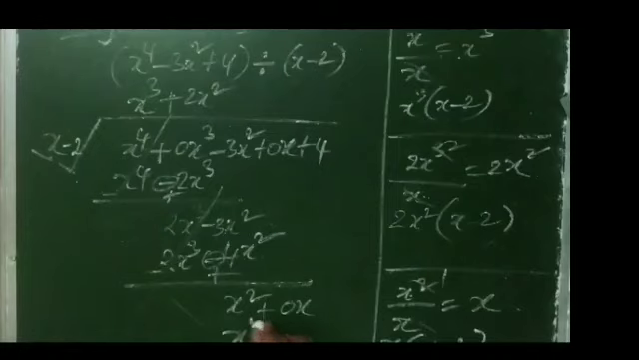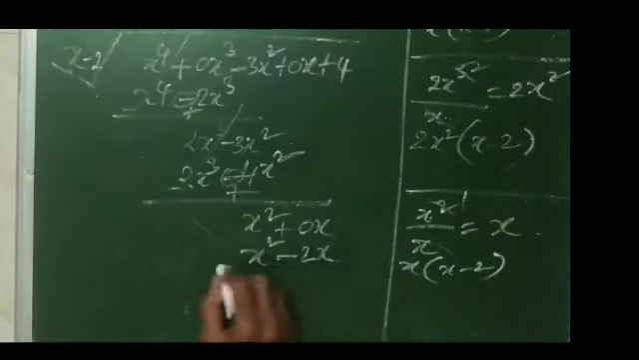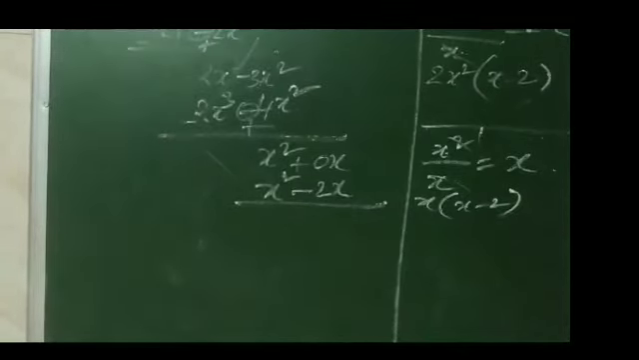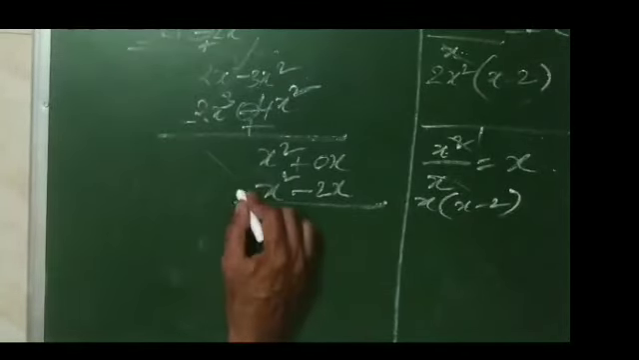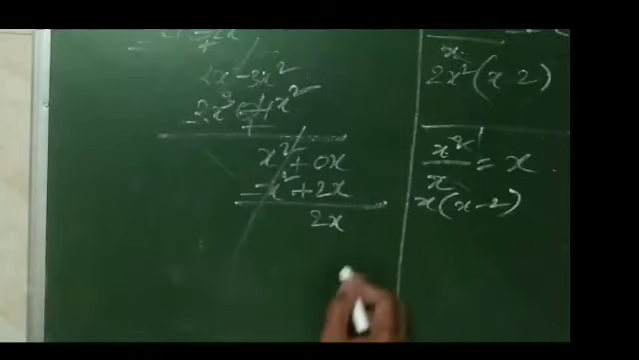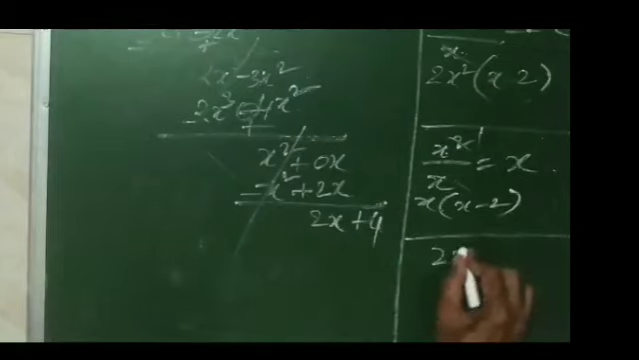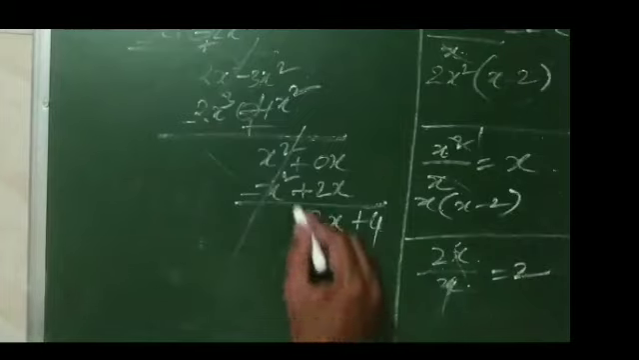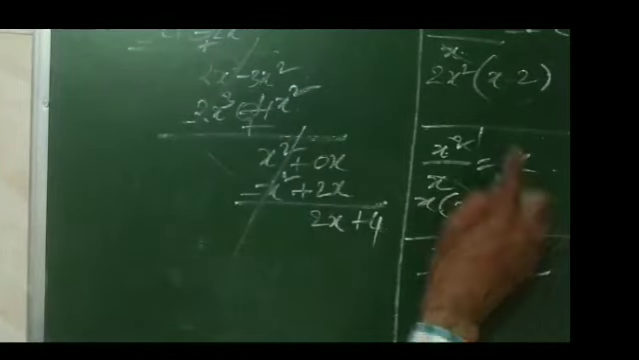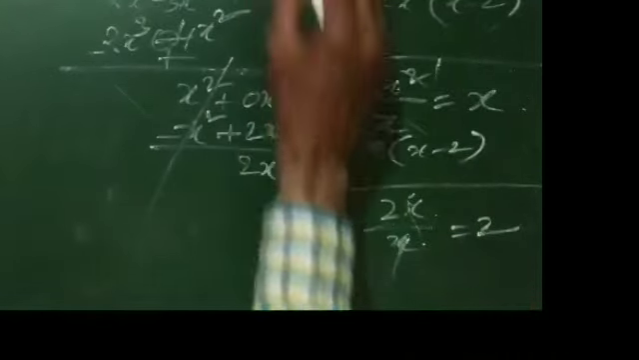Now multiply x into x minus 2. You get x square minus 2x. Now subtract, multiplication after subtraction. You get, cancel x square, and minus 2x becomes, after the sign change, plus 2x. 2x plus 4. So again division, 2x by x, you get 2. So in the quotient part write 2.